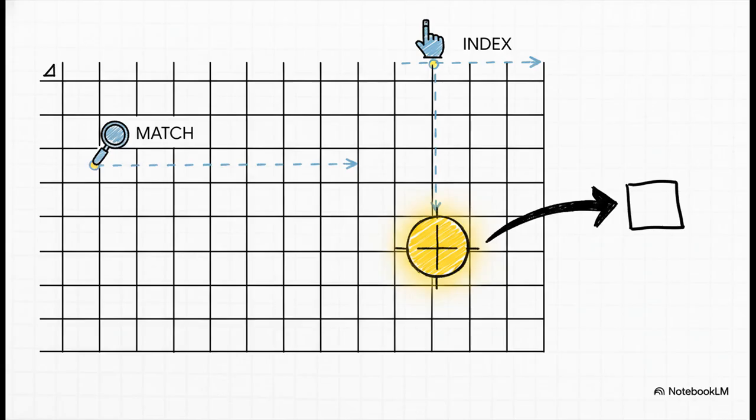It's like having a GPS for your data. Imagine you're playing Battleship. MATCH tells you the row number of what you're looking for, like B5. Then INDEX goes to that exact coordinate, B5, and pulls back whatever value is sitting there. Together, they can pinpoint any single value from a massive table with surgical precision.